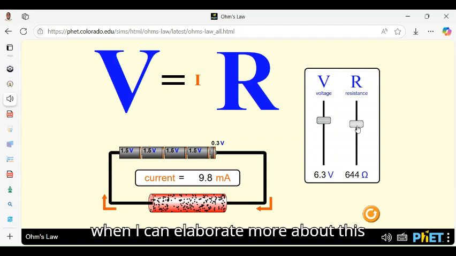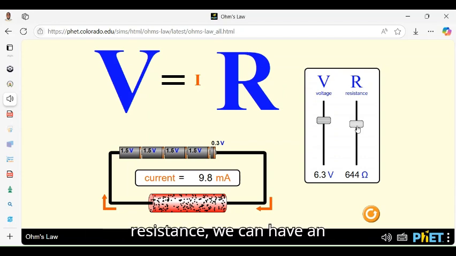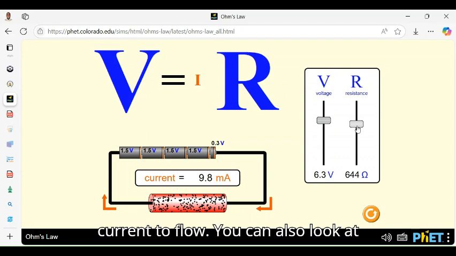I can elaborate more about this resistance. We can have an example where we look at this wire as a bigger wire and a smaller wire. A bigger wire has low resistance, hence allows much current to flow. And a smaller wire has high resistance, hence allows small current to flow.